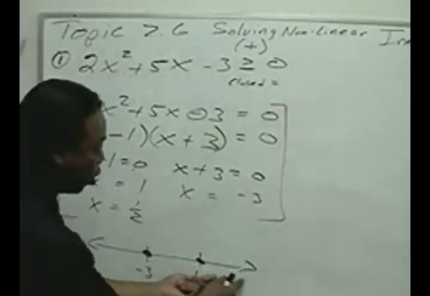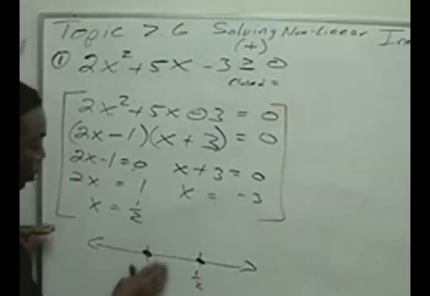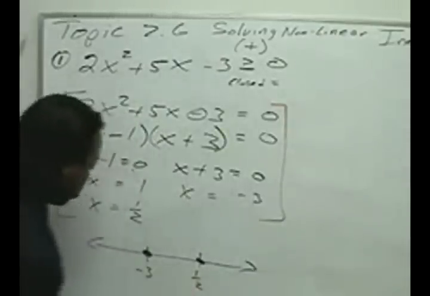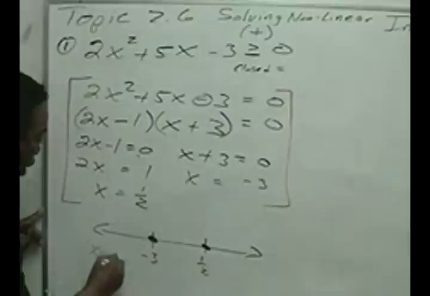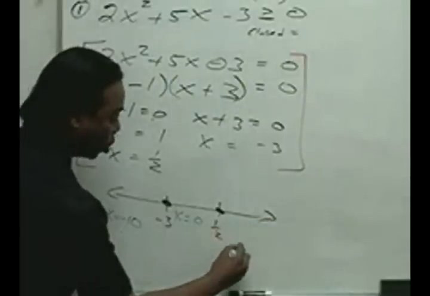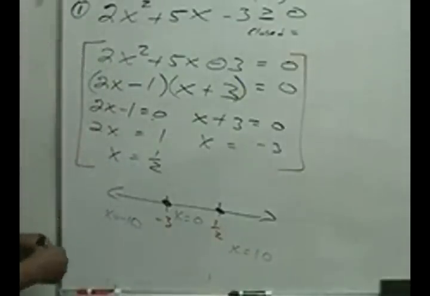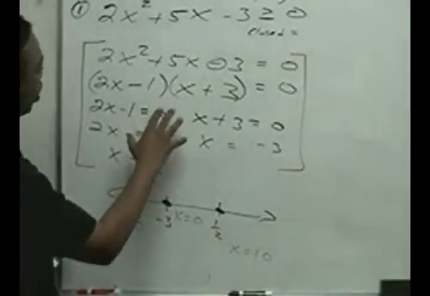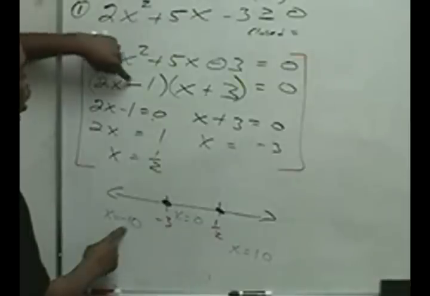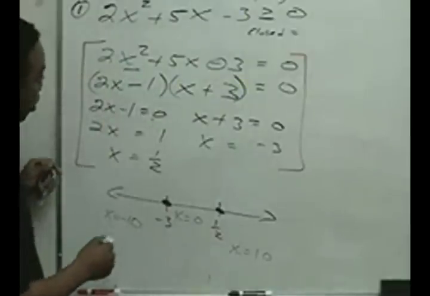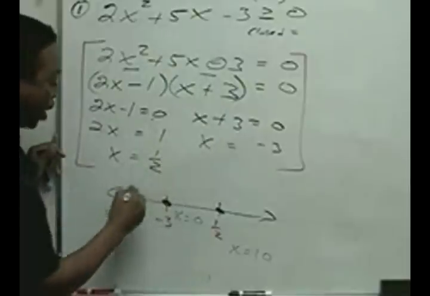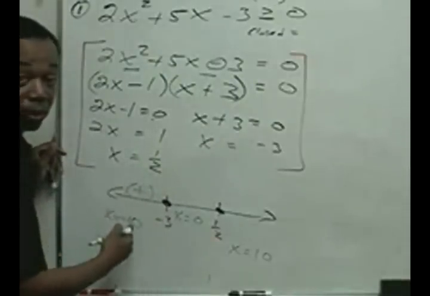I want to know if these areas are positive, so I'm going to use test points in each area. Let's begin by using, for a test point on this side, x equals negative 10. To test this area, I'm going to use x equals 0, and to test this area, I'm going to use x equals positive 10. Let's put these back into the original. Let's try negative 10. 2 times negative 10 is negative 20, and a negative 1 remains negative. Negative 10 plus 3 is negative. A negative answer multiplied by a negative answer is positive. So this area is a positive area with positive answers.